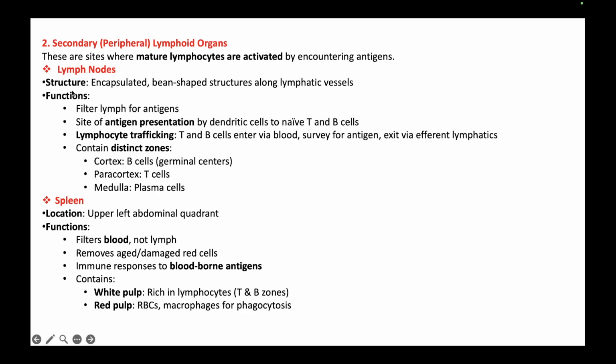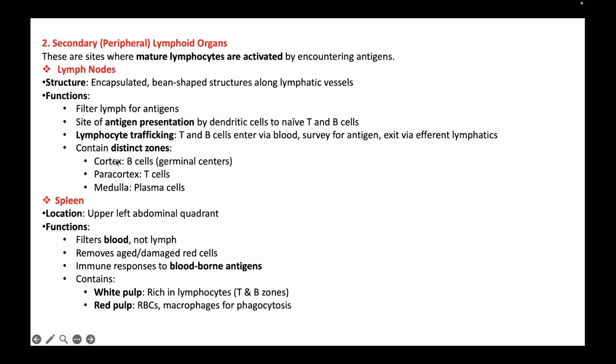So lymph nodes are encapsulated bean shaped structures along lymphatic vessels. The function of the lymph nodes is they filter the lymph for the antigens. They are the site for antigen presentation by dendritic cells to naive T and B cells. Okay, so you know dendritic cells are part of the innate immunity, but as they are presenting the antigen to the T cells and B cells, they serve as a bridge between the innate and adaptive immunity. Okay, their function is also lymphocyte trafficking. That means the T and B cells enter via blood, survey for antigen, and exit via efferent lymphatics.